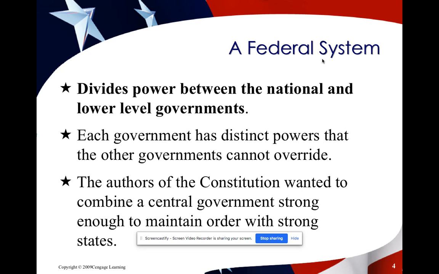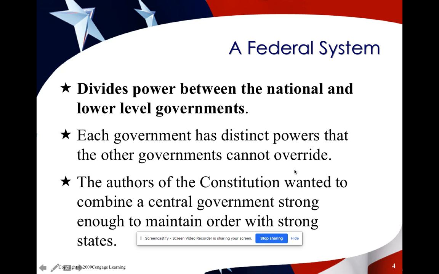We have state powers, we have local powers, and we have federal powers. We kind of went over this a little bit with federal laws, state laws, when we looked at the judicial branch. So we're going to see some of these powers are distinct, some are written out. We've already also looked at that when we looked at the legislative branch in Congress.